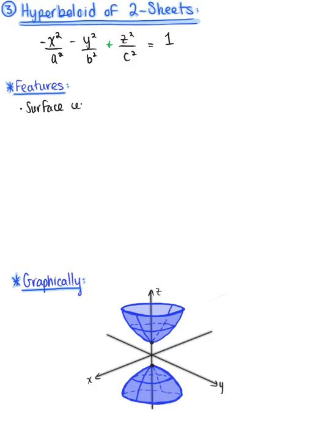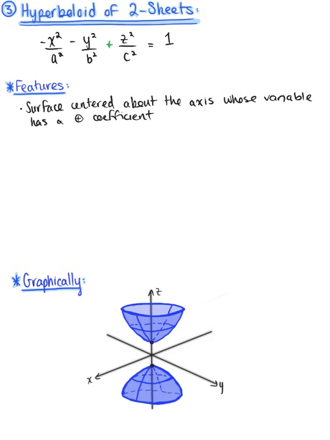So the surface is centered about the axis whose variable has a positive coefficient, or a coefficient of a different sign than the other variables. So in this case, we can see that our surface is centered about the z-axis.